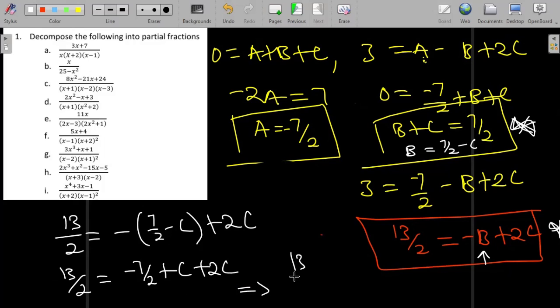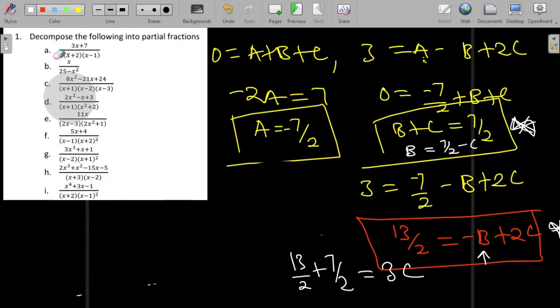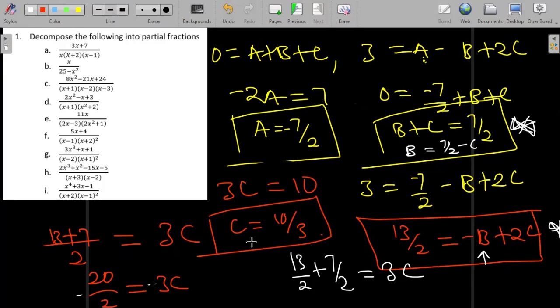Okay, so this will give me minus 13 over 2 plus 7 over 2 equals 3c. Okay, so we can add those. The common denominator is 2, so 13 plus 7 equals 3c. So this will be 20 over 2 equals 3c, which will just be 3c equals 10. So c is actually equal to 10 over 3. Okay, so we found the c.